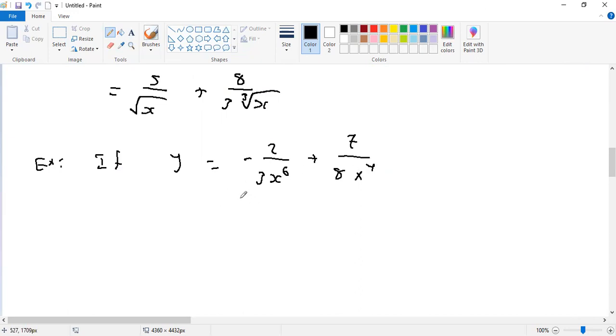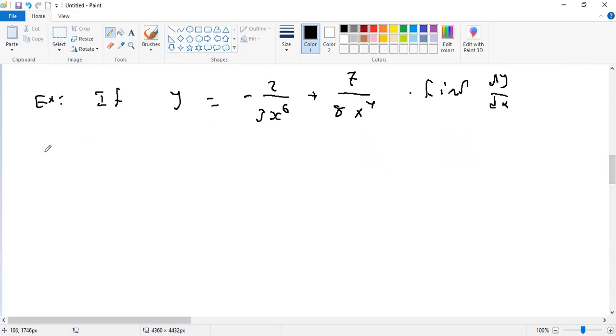How do we now find the derivative of each term? So the question is to find y prime, or dy/dx. Now, how do we find y prime? Let's say dy/dx. Now the solution. Students, we have to rewrite it.